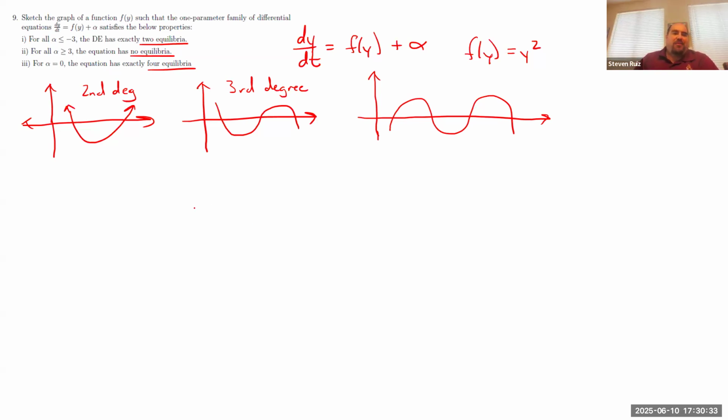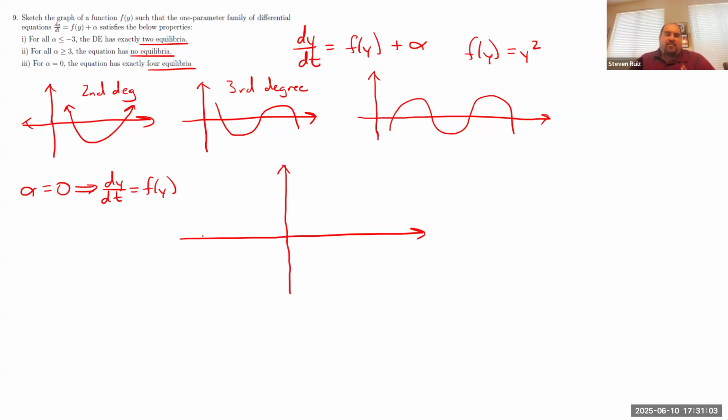So when alpha equals 0, basically what I have is this. Let me be a little more specific. Alpha equals 0, that means that dy dt just equals f of y, right? Basically, whatever curve or graph I come up with, that's going to be this unaltered. So let me try to draw something that crosses the x-axis 4 times. Let's give it a shot.